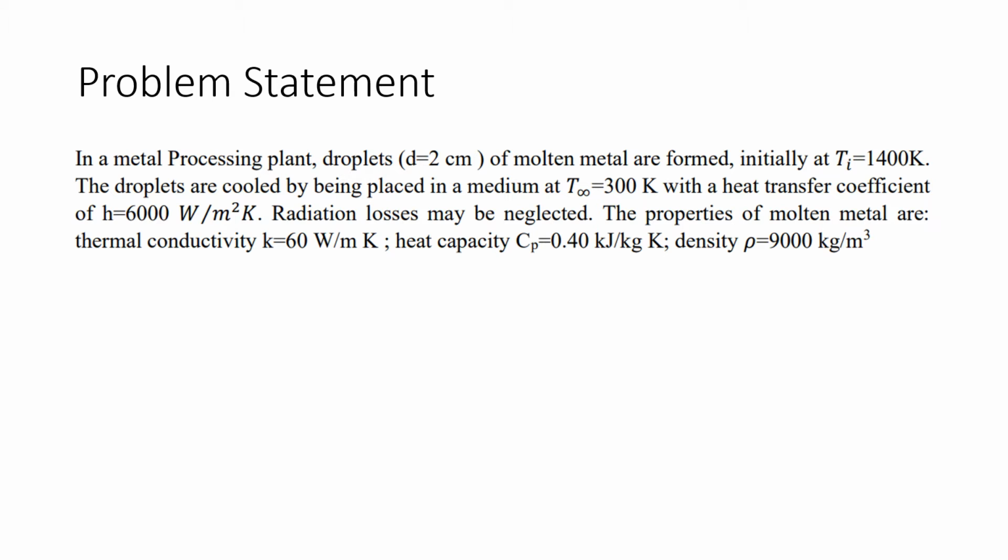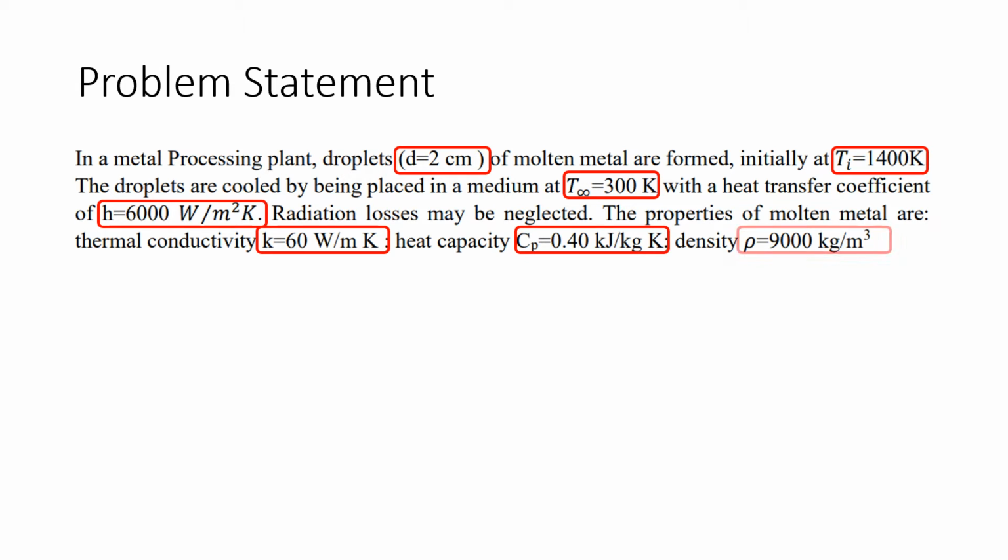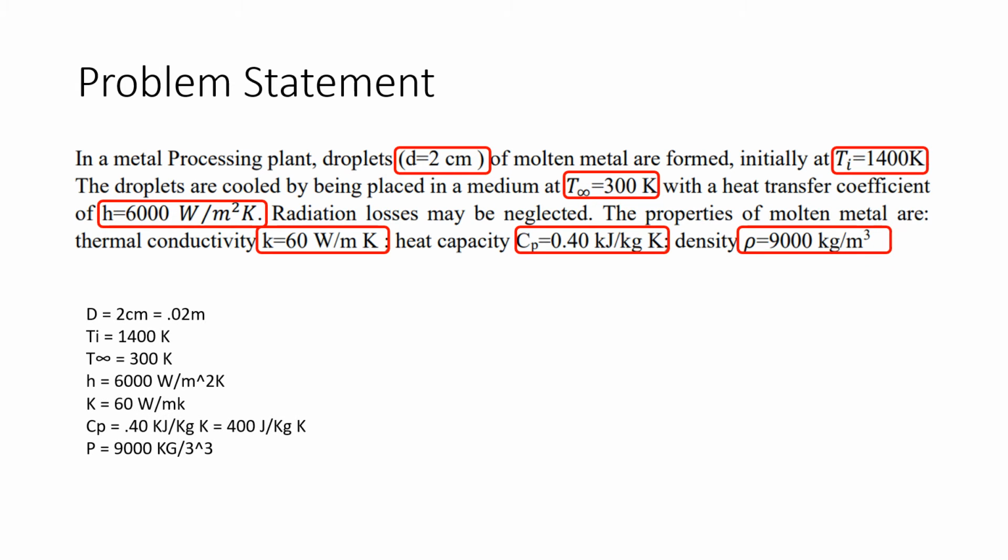density of 9,000. So going over this again, we can assume a diameter of 2 centimeters, initial temperature is 1400 Kelvin, surrounding temperature is 300 Kelvin, convection coefficient is 6000, conduction coefficient is 60, heat capacity is 0.4, and density is 9,000. Great.